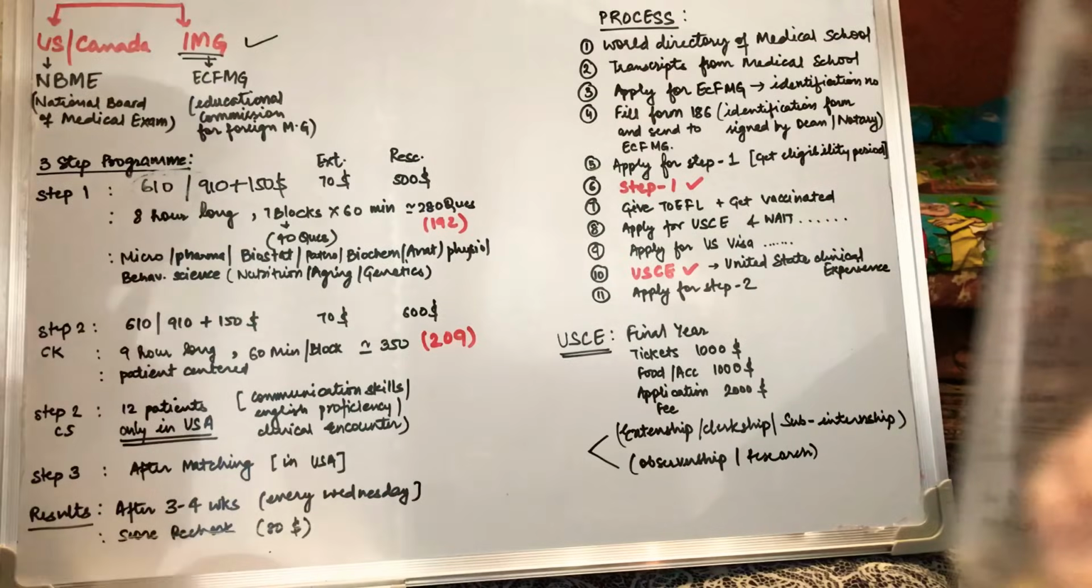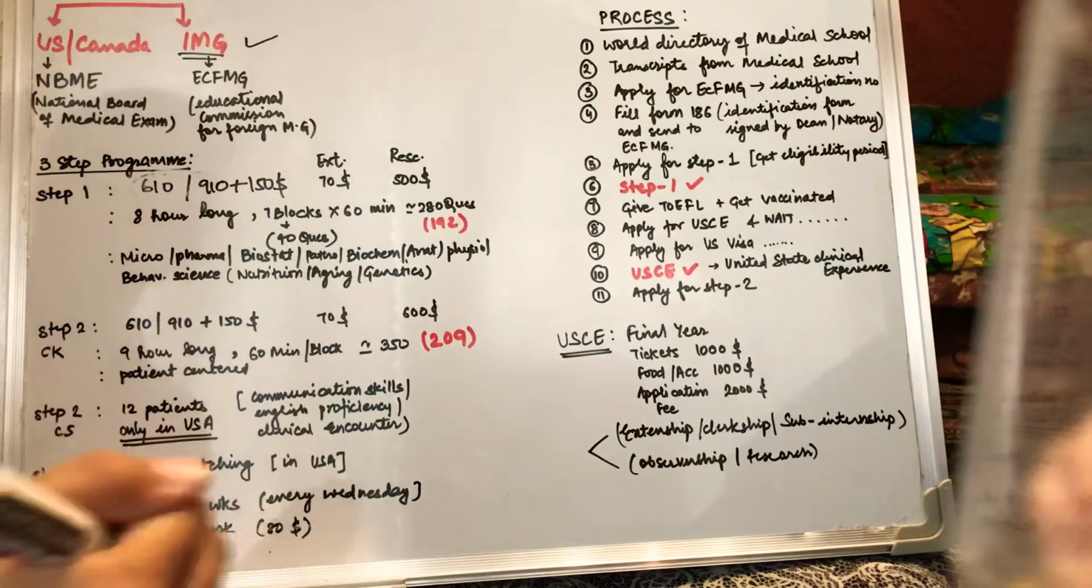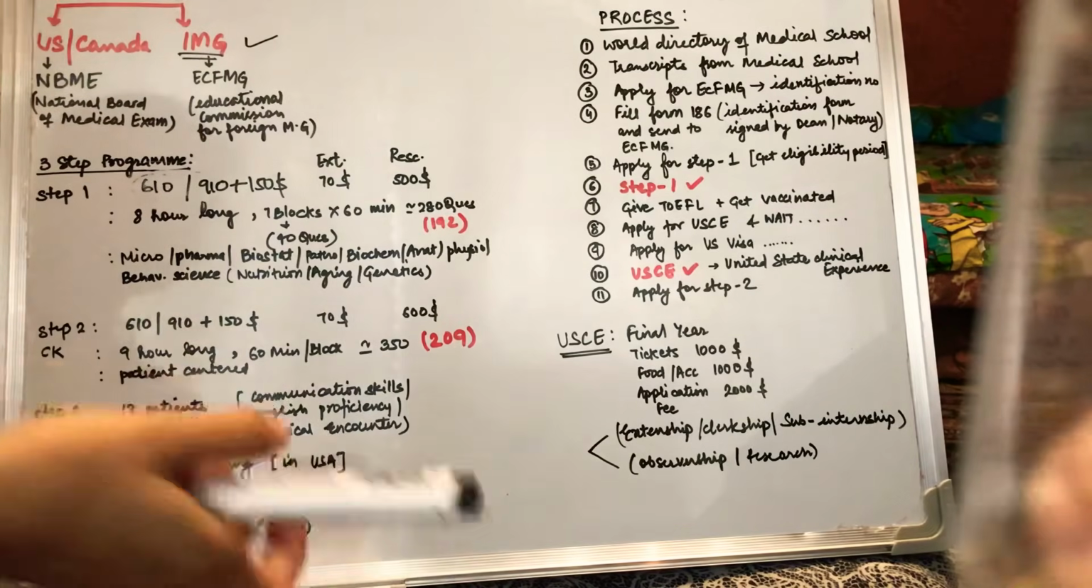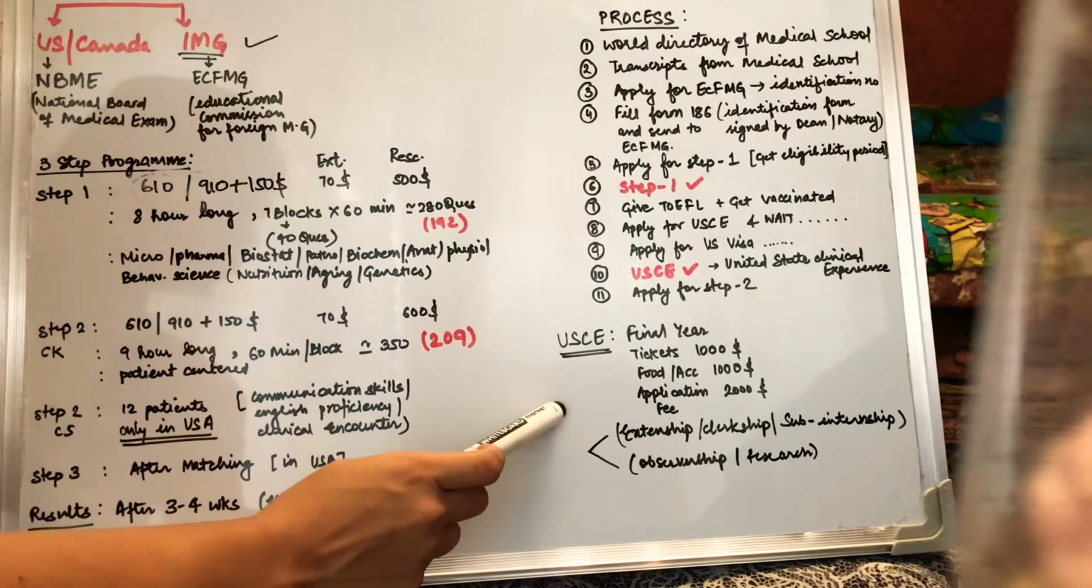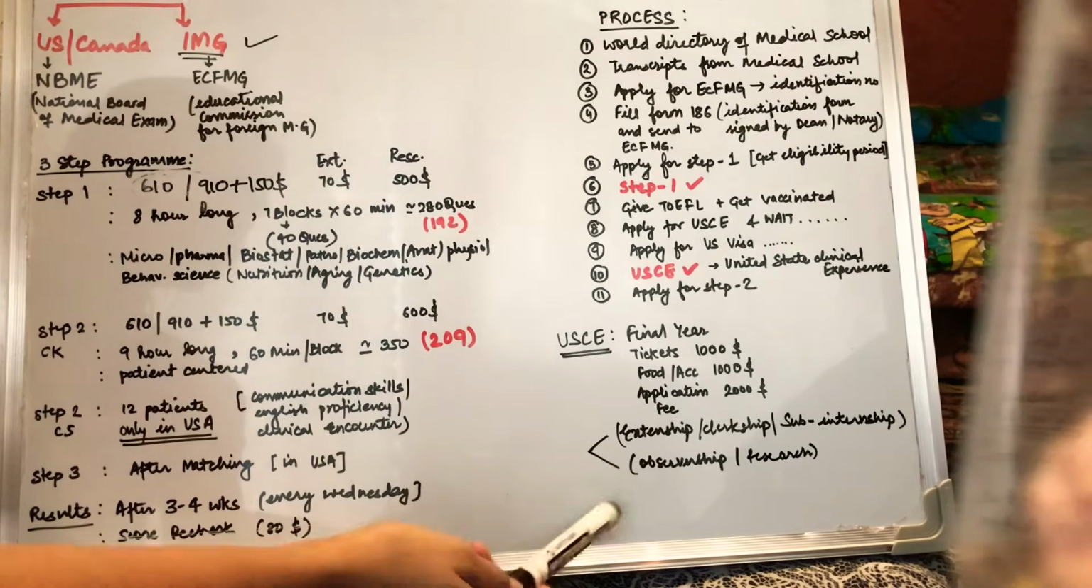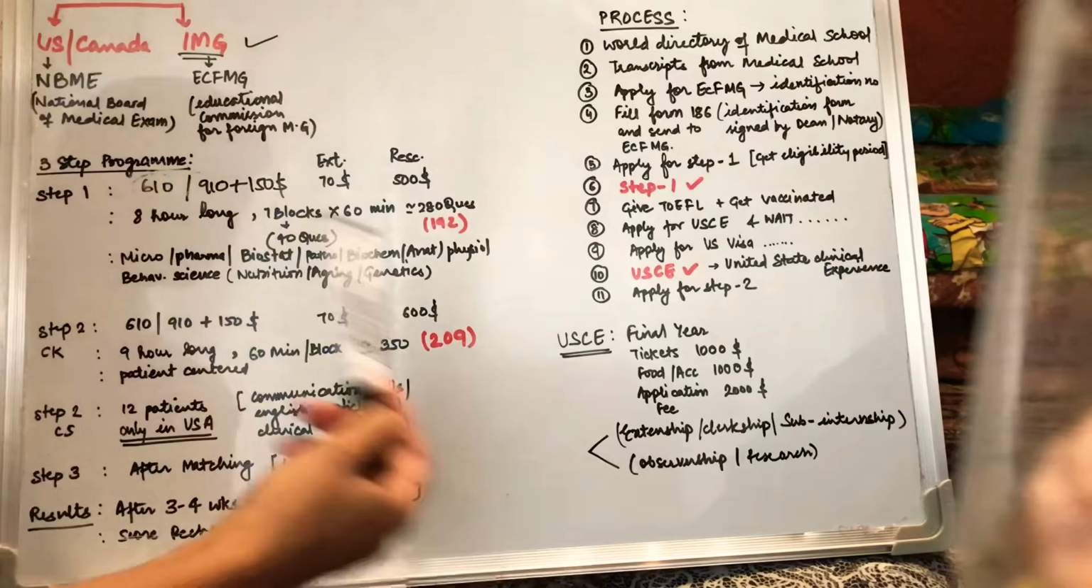You must give your TOEFL exam, that is the English linguistic examination. You must get vaccinated against certain diseases. Then you choose some hospitals for USCE. Now USCE is of 2 types. Externship, clerkship, sub-internship, that is hands-on. The other one is hands-off, or observership and research.